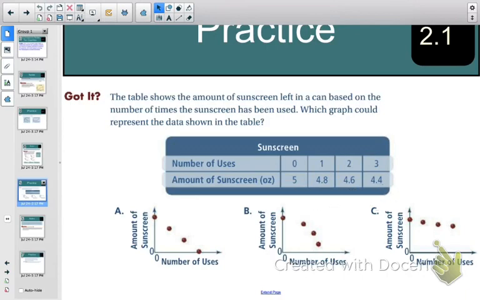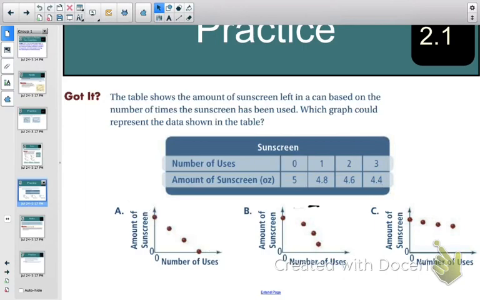And we'll talk more about linear functions as we go on in this chapter. But it's not going to be this one, because this would be like we use a lot at first, and then it starts going down, or something like that. This one is a straight line, so it could be that one. It could also be this one, though. This is also a straight line.